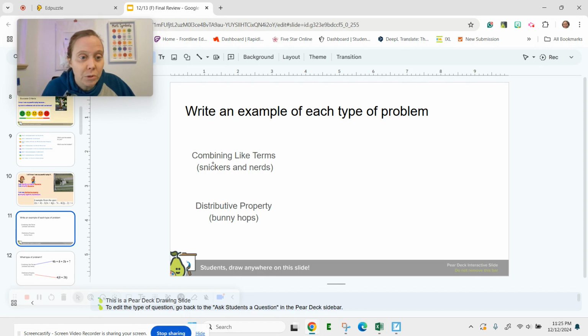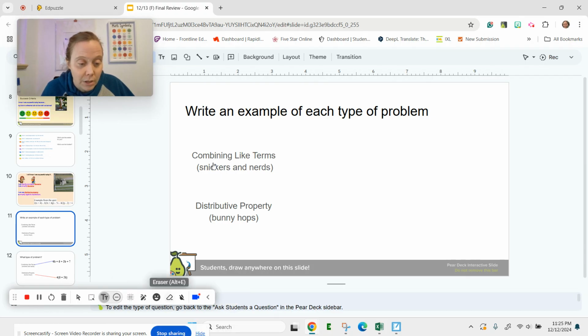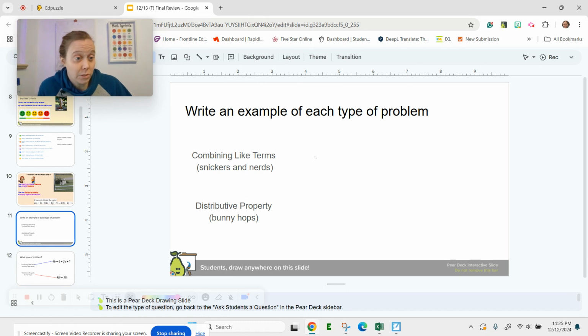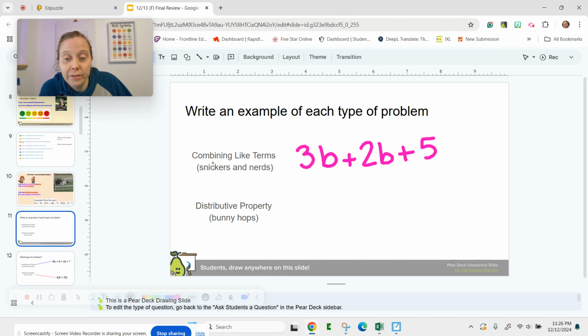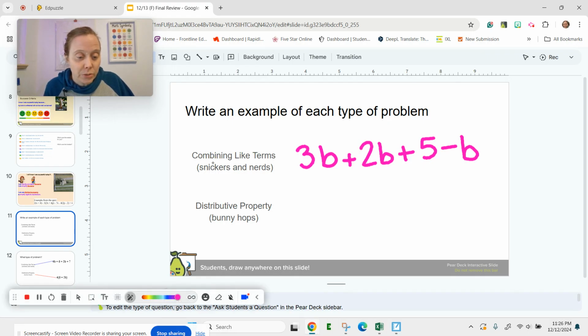All right, perfect. So when we talk about combining like terms, one of the things that you should think about is that we're going to have some terms that we're adding and subtracting, that also have some variables with them. And so you might have something like 3b plus 2b plus 5 minus b. Okay, this problem has some terms that can be combined because they have the same variable in them.